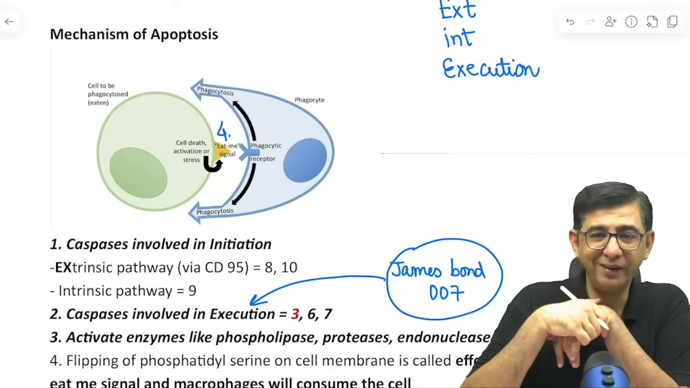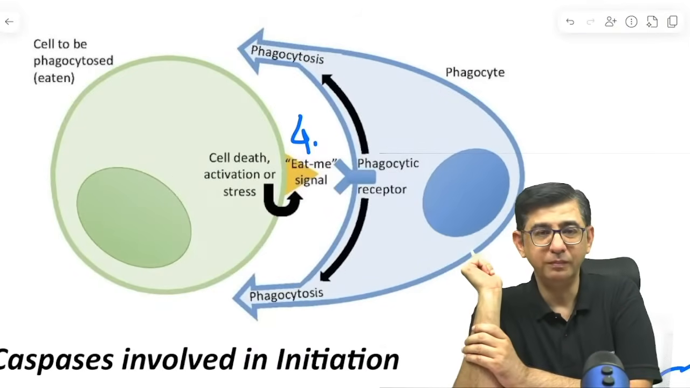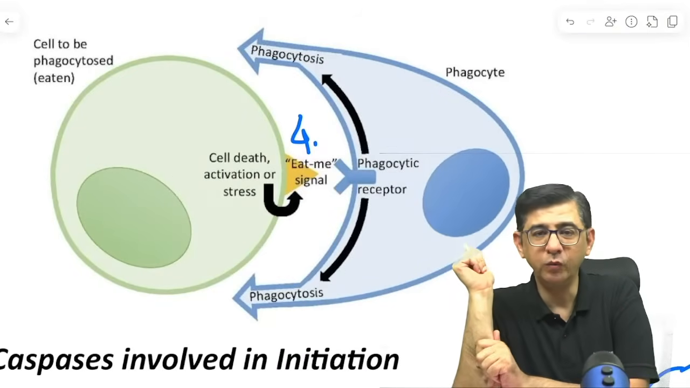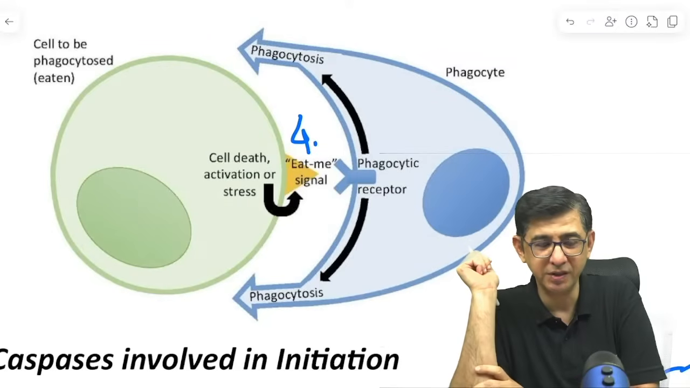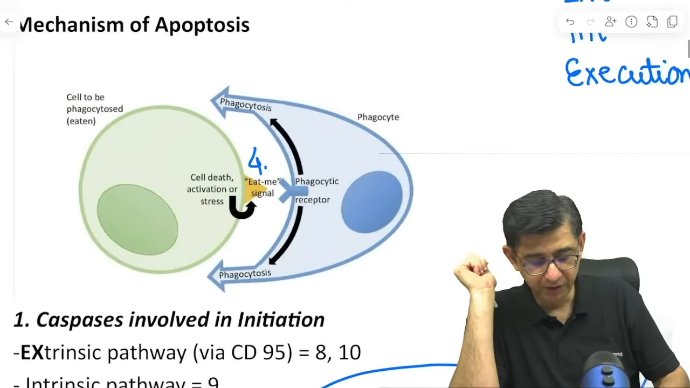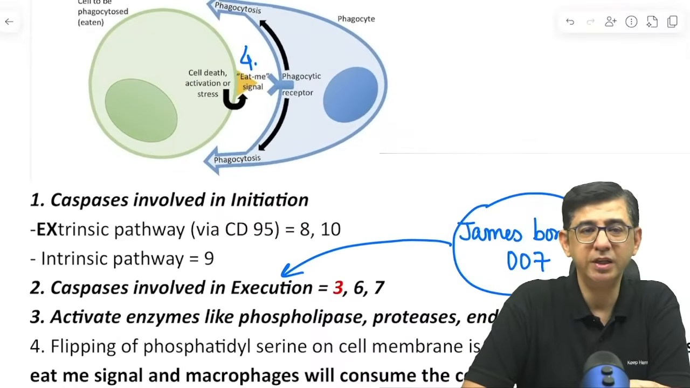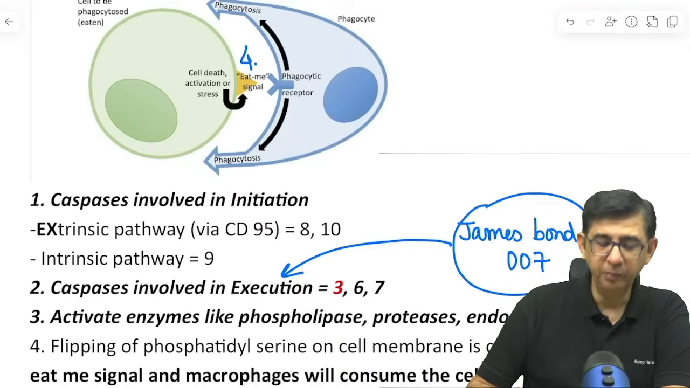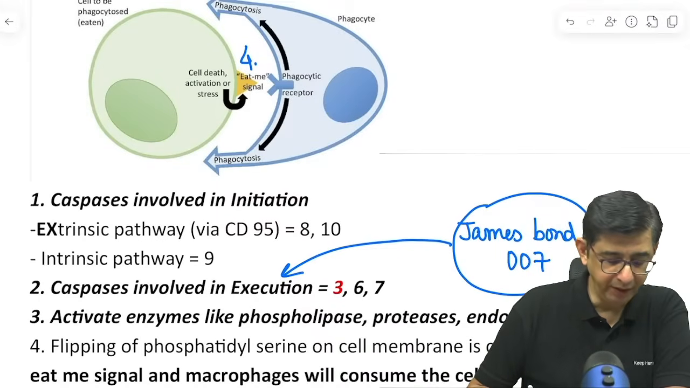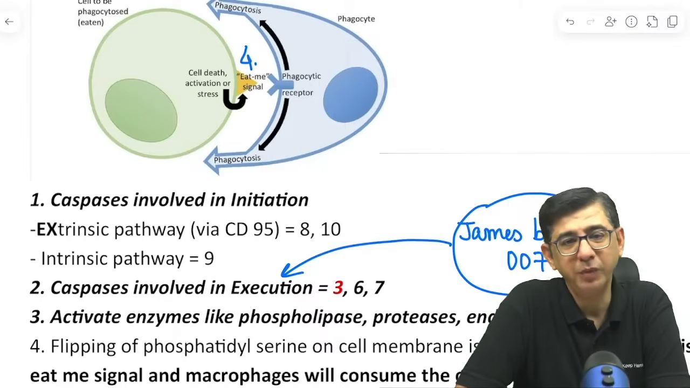How to remember it? भाई सेल तो कह रहा है आके मुझे खा लो, बट वो पॉइंट नंबर 4 तक पहुंचने के लिए what are the steps that are involved. So it is extrinsic, intrinsic and executional phases. तो let's work out. First and foremost, the caspases which are involved in initiation, that is the extrinsic pathway. Extrinsic, it is the even numbers which are to be remembered via CD95, that is gonna be 8 and 10, right? 8 and 10, and the intrinsic pathway is gonna be the 9 variety.